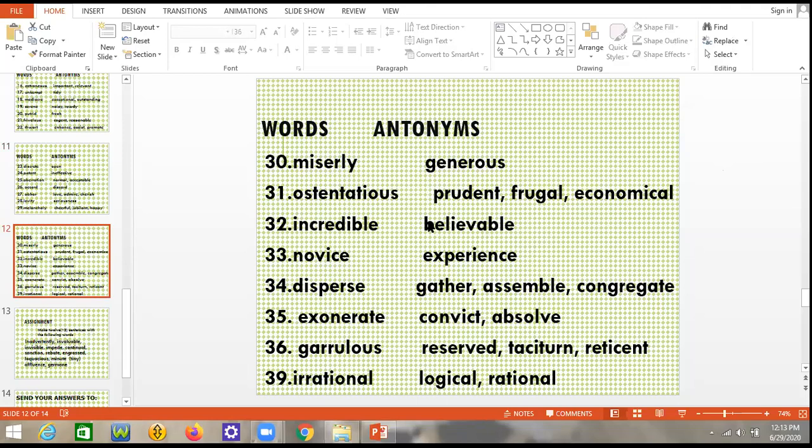Novice. Opposite of novice is what? Experience. Somebody that is a novice is naive, is inexperienced. Disperse, to scatter. Opposite of disperse is what? Gather, assemble, congregation, congregate.